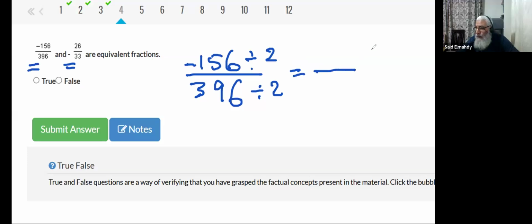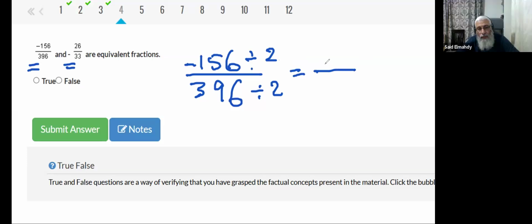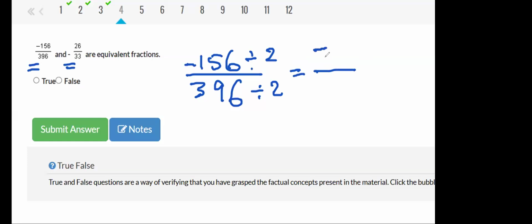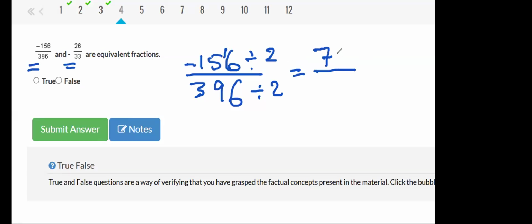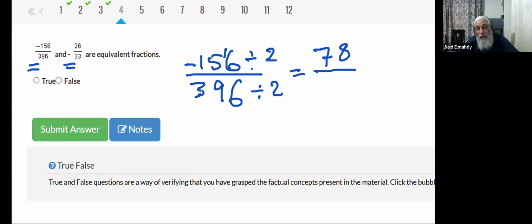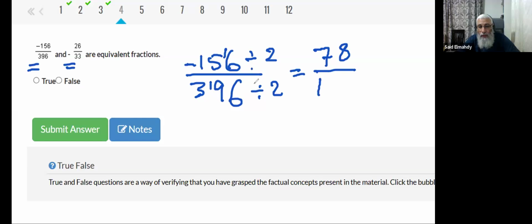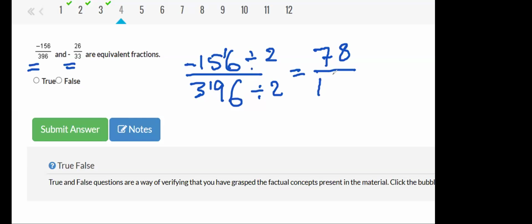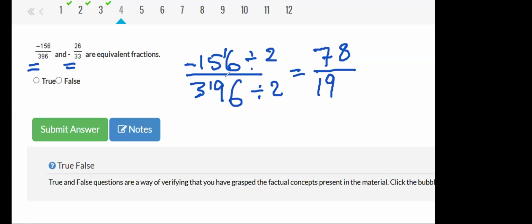156 divided by 2 is? 15 divided by 2 is 7, and the remainder is 1. We put our 1 remainder here. 16 divided by 2 is 8. And 396 divided by 2. 3 divided by 2 is 1, and the remainder is 1. So this is 19. 19 divided by 2 is 9. 9 times 2 is 18, and the remainder is 1. 16 divided by 2 is 8.